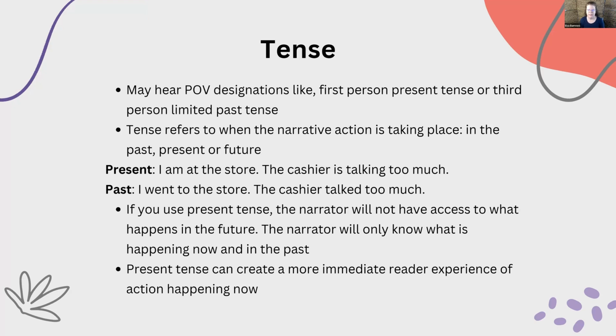So you can kind of see the differences there and figure out if you want to write your novel in a certain way. If you use present tense, the narrator will not have access to what happens in the future. The narrator only knows what is happening right now and in the past. And that's just how we experience life. Present tense can also create a more immediate reader experience of the action, because it's happening right now.